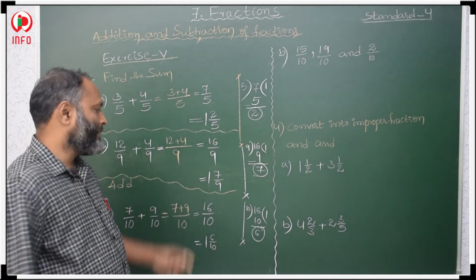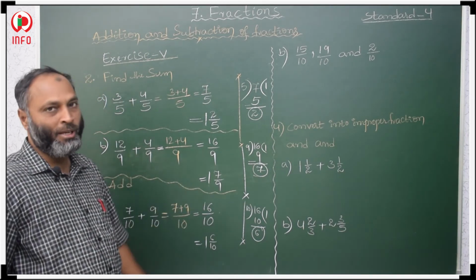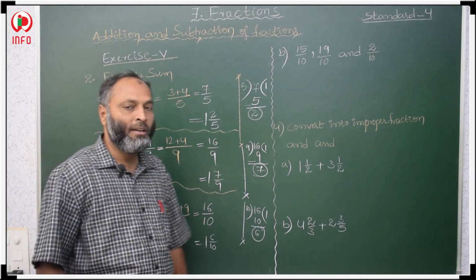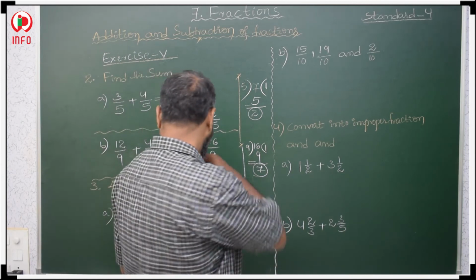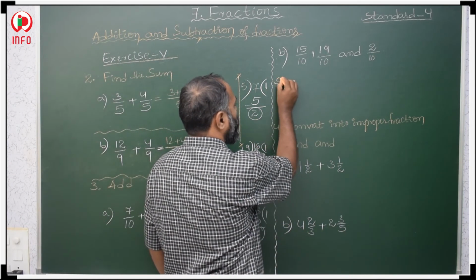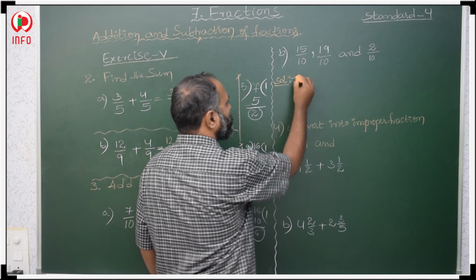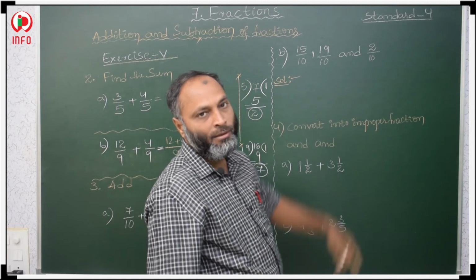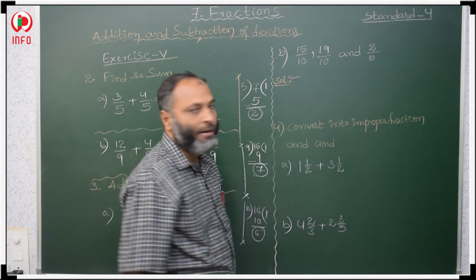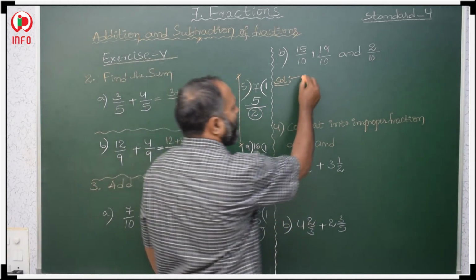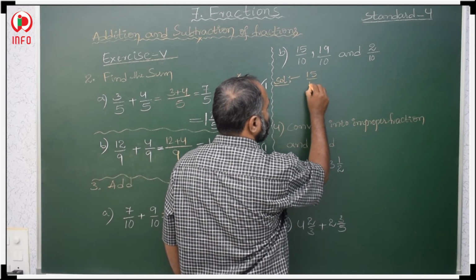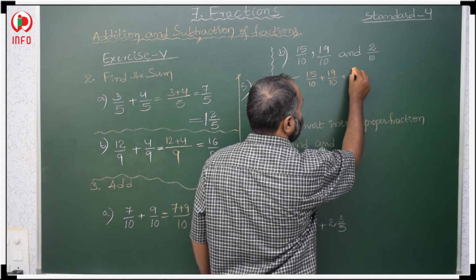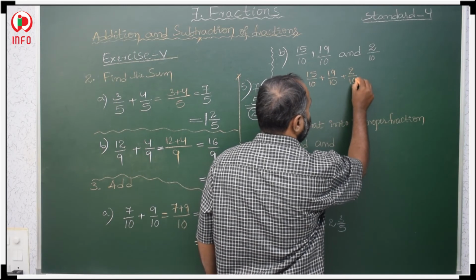In this way we have to convert improper fraction into mixed fraction after adding like fractions. Now here, 15 by 10, 19 by 10, 2 by 10. So we have to add all these three fractions. Take 15 by 10 plus 19 by 10 plus 2 by 10.